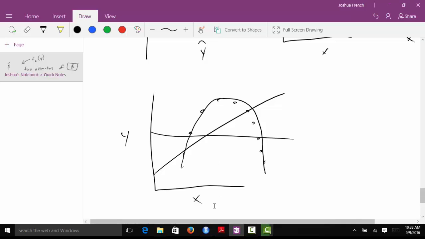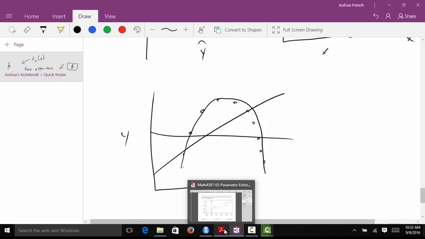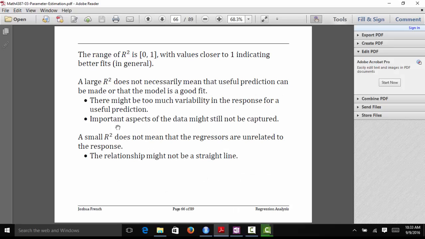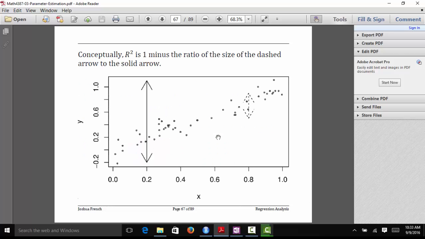So a large R squared does not necessarily indicate a great fit of the data to the model or of the model to the data, and a small R squared doesn't necessarily mean that the regressors are unrelated to the response. You might just need to add different regressors to the mix.